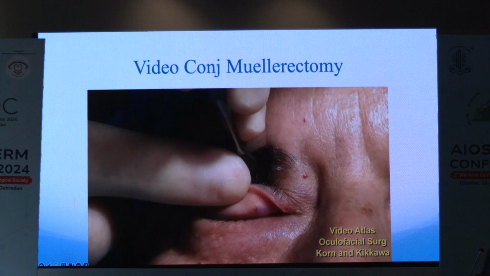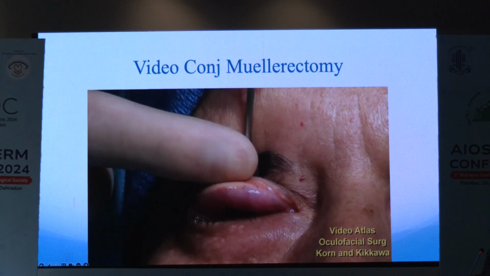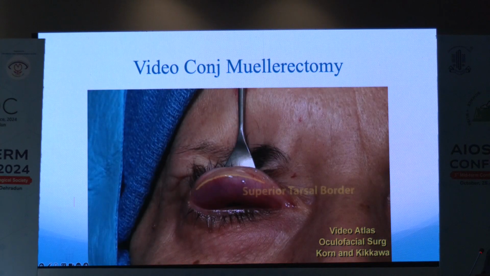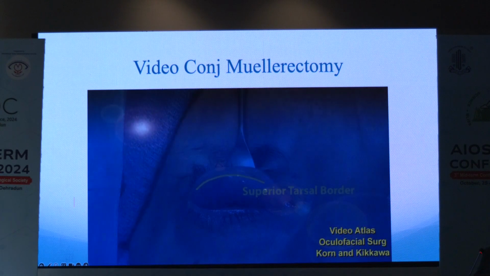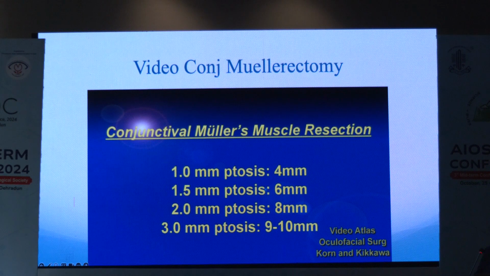Shows eversion of the upper eyelid. You can see the superior tarsal border. I'm just going to briefly pause here. This is the amount of resection that we usually plan for a conjunctival Müllerectomy. Most of the patients fall into this 2 millimeters of ptosis, which is 8 millimeters of resection.